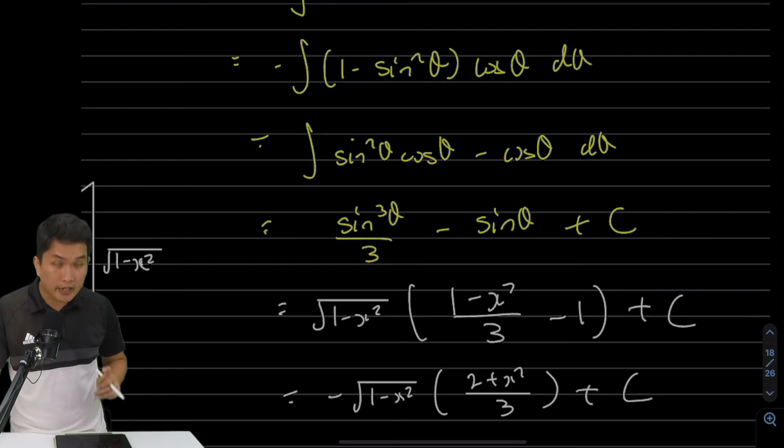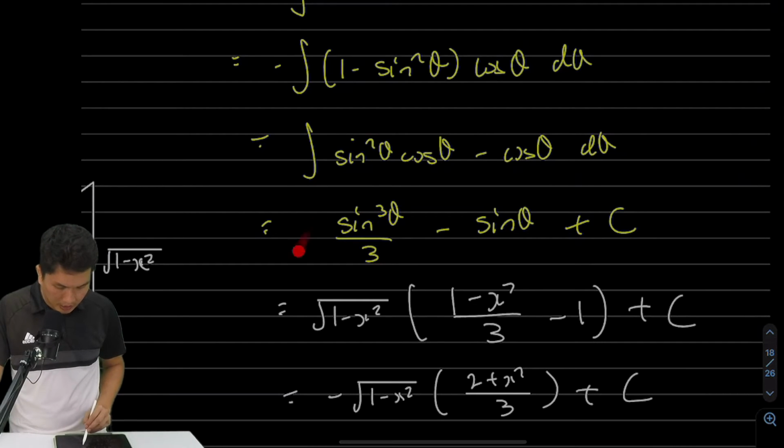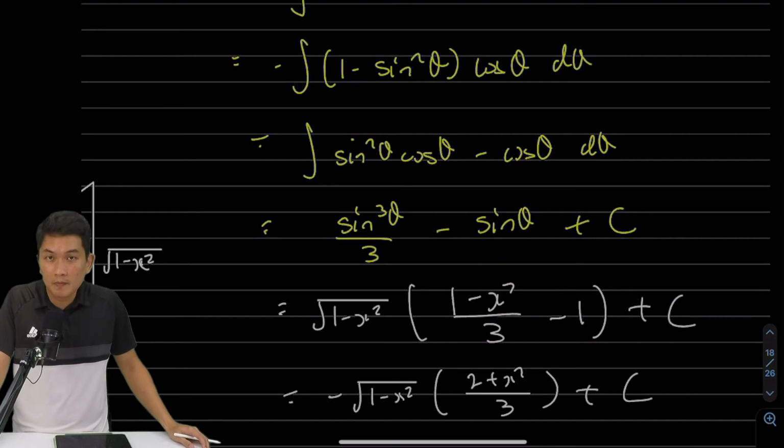So from here to here, I actually skipped one step. So let me explain what I did first. I actually factored out a sine theta. So this becomes sine squared theta over 3, and this is minus 1. So I factored out a sine theta. This is sine squared theta over 3 minus 1.